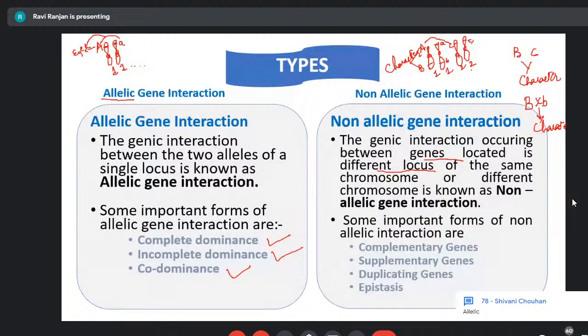So I hope I'm very clear to you about these two types of interactions. We are going to solve problems related to these two, so we should be very clear about these two terms.